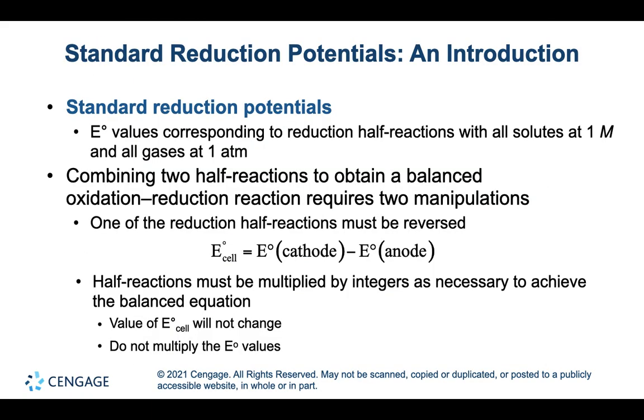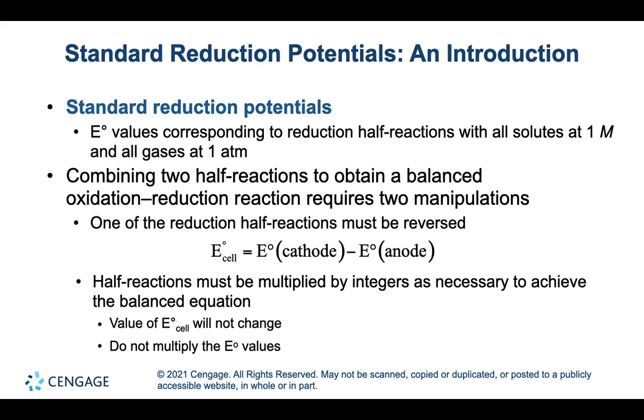Now, about multiplying it. Your intuition might say, oh, if we multiply it, then we have to multiply the voltage, because we would do that if it were thermodynamics and we were doing delta H or delta G. But that's not true. Just because you're sending more electrons doesn't mean you're changing the height of the hill that those electrons are flowing down. The value of E naught of the cell does not change.